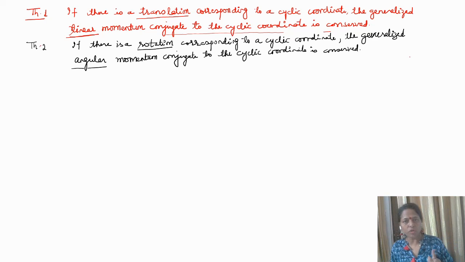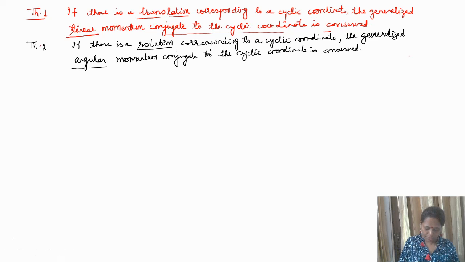So you see the difference between the two theorems. In the first theorem you are talking about translation corresponding to a cyclic coordinate. In the second theorem you are talking about rotation corresponding to a cyclic coordinate. In the first case, if the coordinate is cyclic and there is translation corresponding to that coordinate, your generalized linear momentum will be conserved. While in the second case, your generalized angular momentum will be conserved. So we will proceed to prove these theorems.